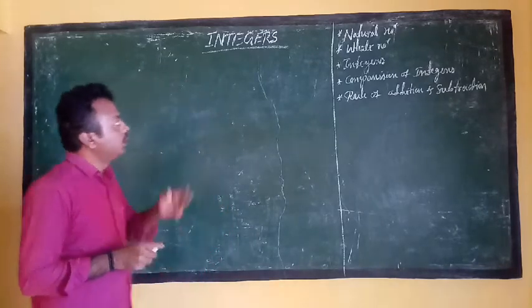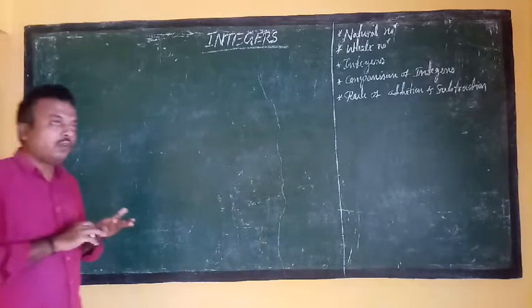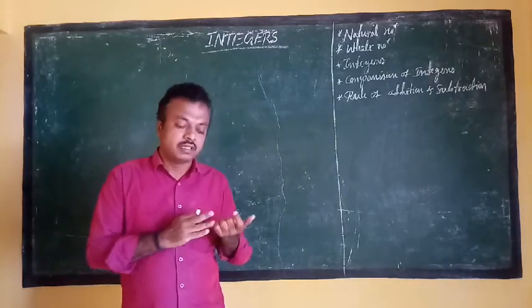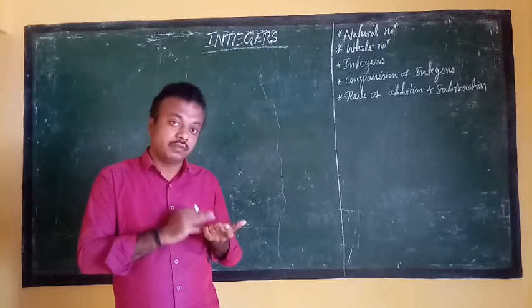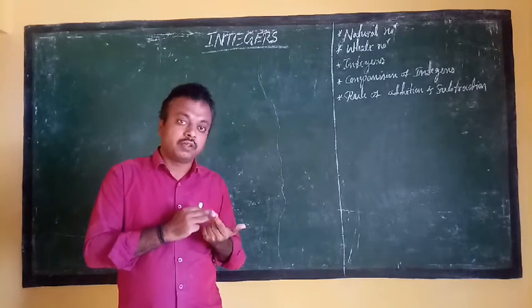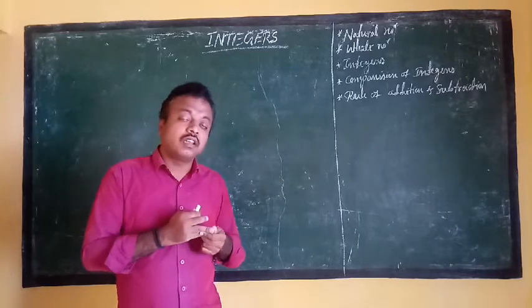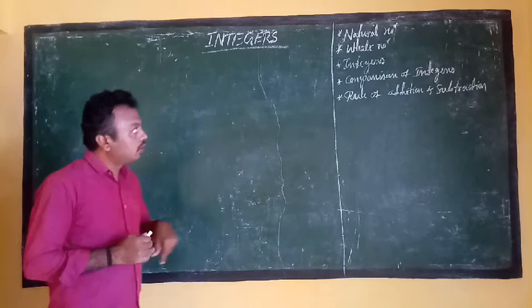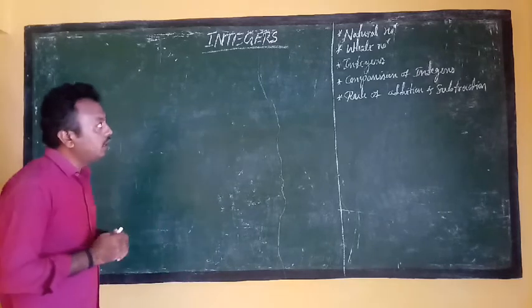See students, in the 4th, 5th and 6th standard we learned the number systems, that is natural numbers, whole numbers, even numbers, odd numbers, prime numbers, composite numbers. These were learned in the 6th standard and also the 5th standard. So we can recall once again the natural numbers.